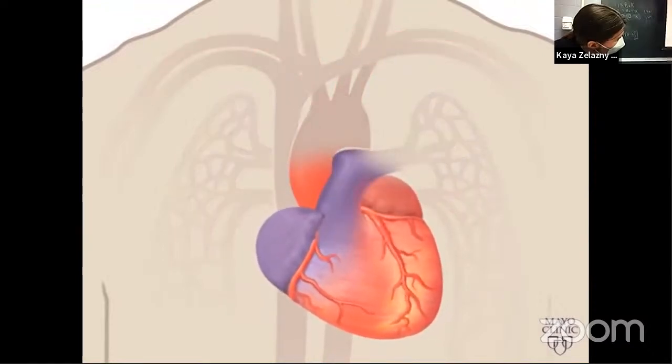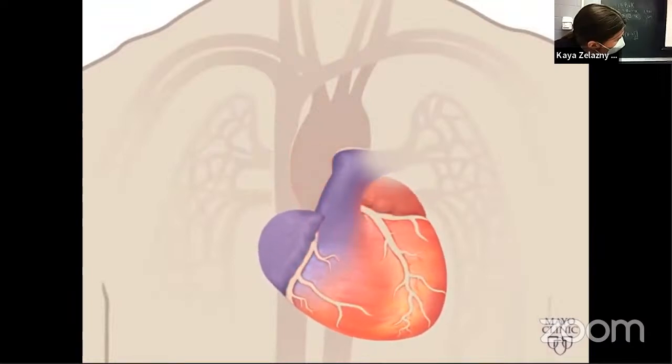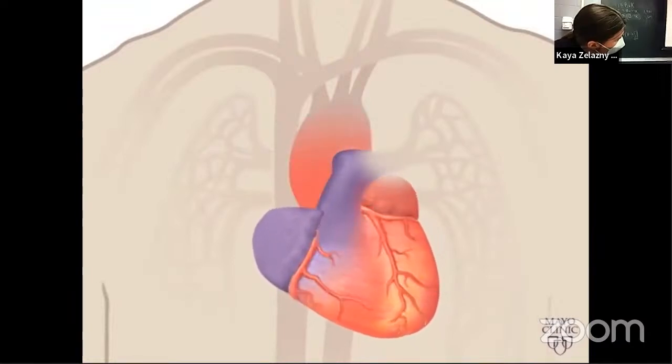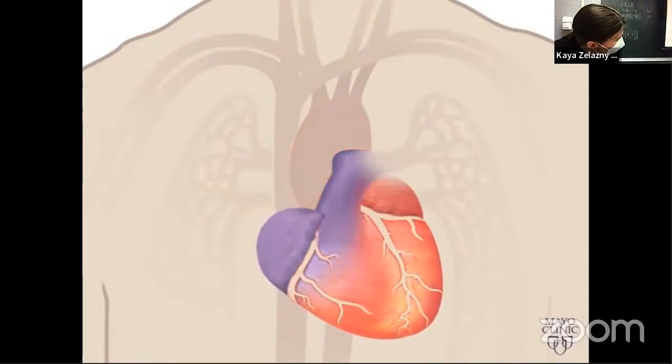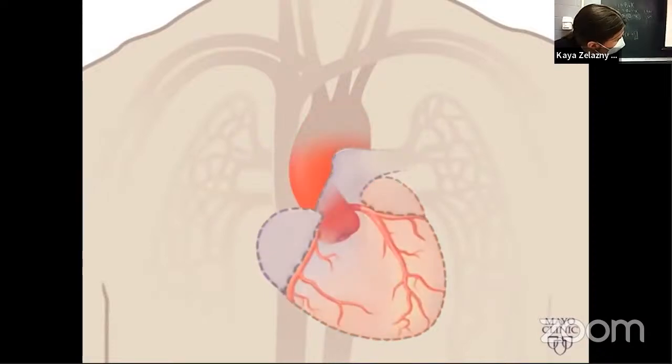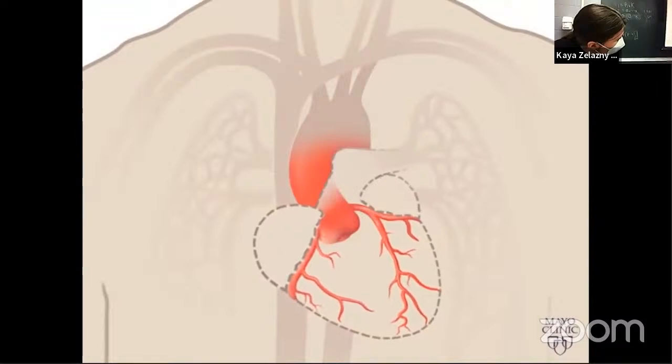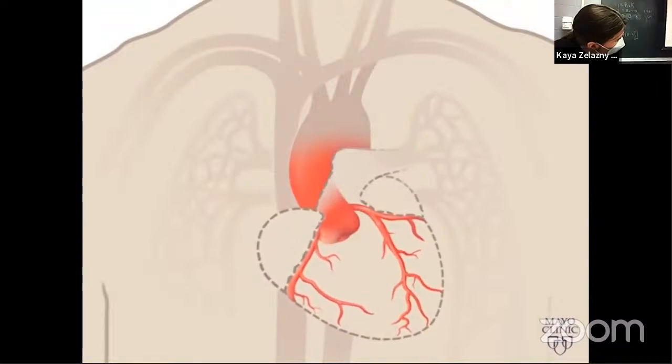Your heart is nourished by blood too. Blood vessels called coronary arteries extend over the surface of your heart and branch into smaller capillaries. Here you can see a network of blood vessels that feed your heart with oxygen-rich blood.